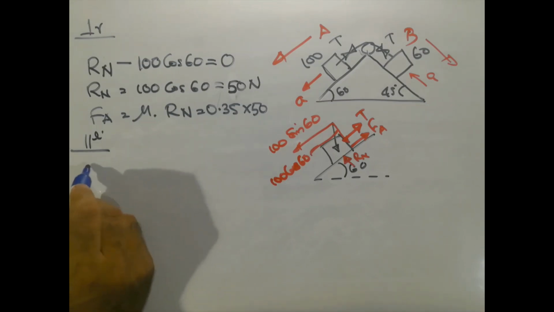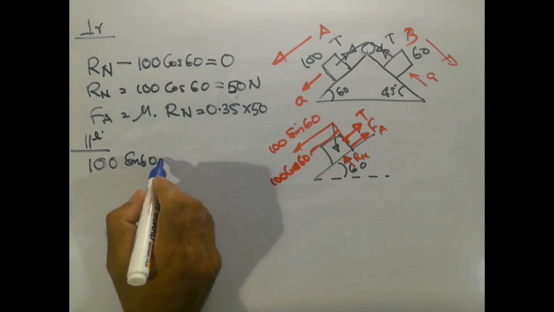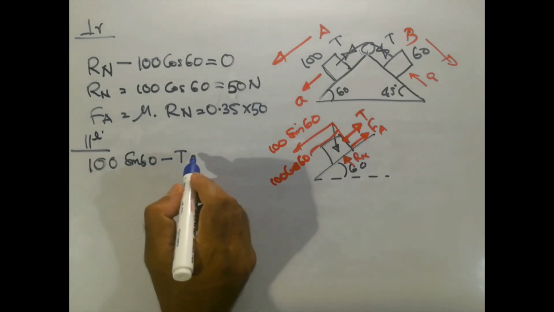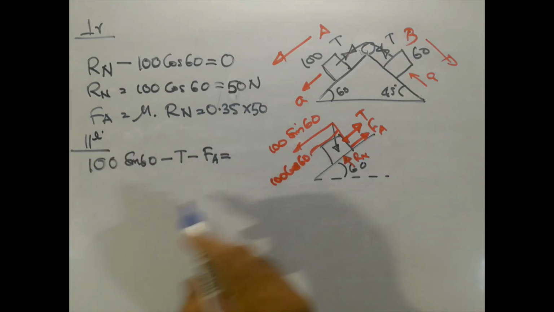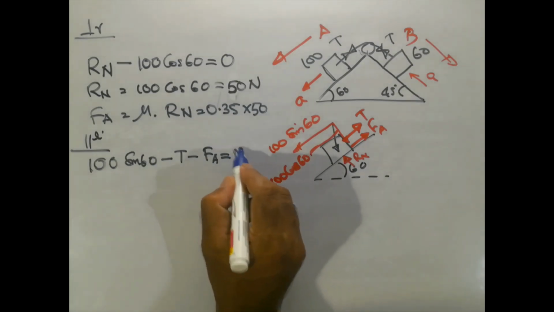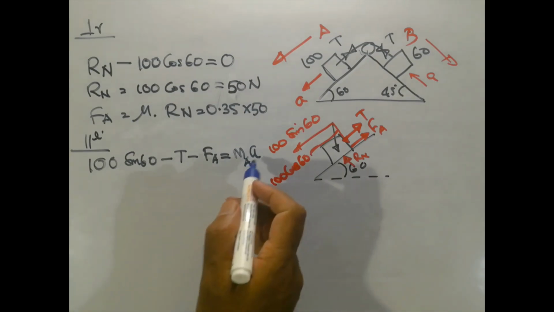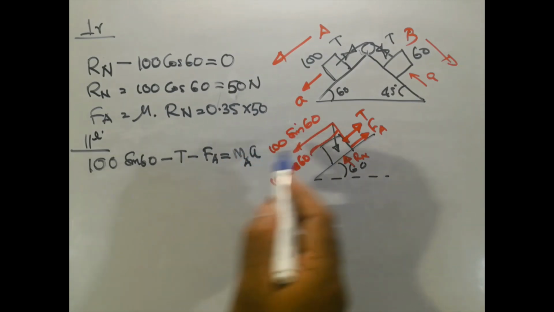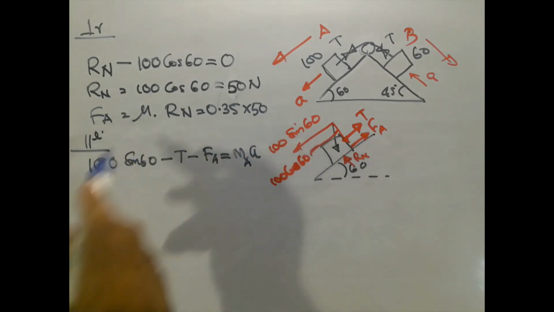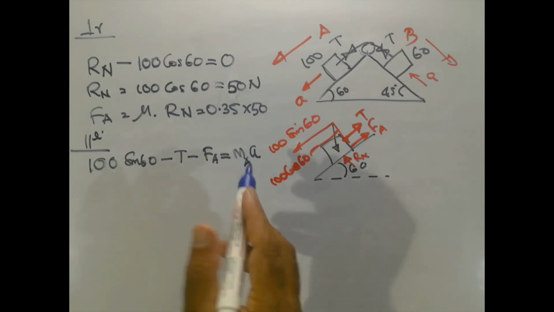So it will be 100 sine 60 minus T minus Fa equal to, what will be the net force? Sigma F should be equal to Ma, that is Ma into A. Because here we cannot consider it as in equilibrium. It is moving under the action of this force. So here the forces must be considered according to Newton's second law of motion. Okay, so it is Ma into A.